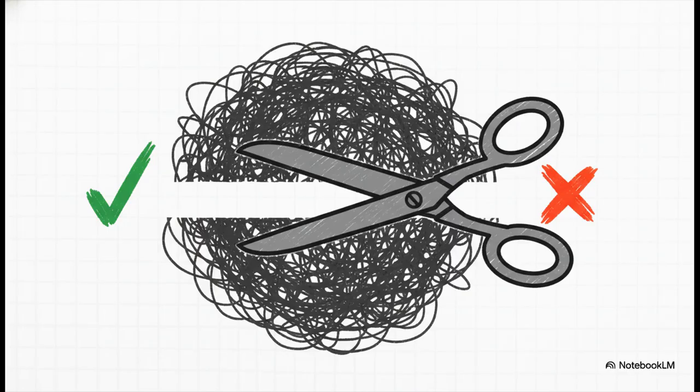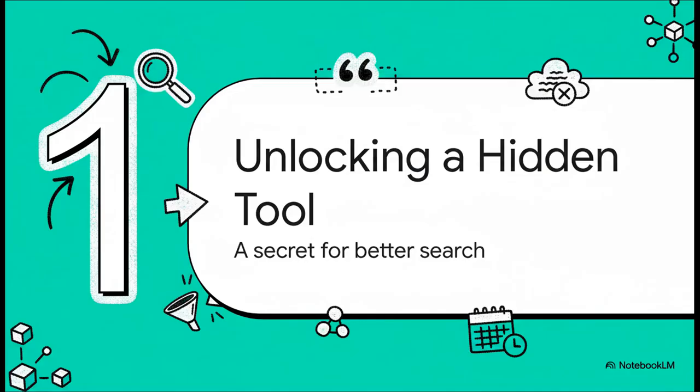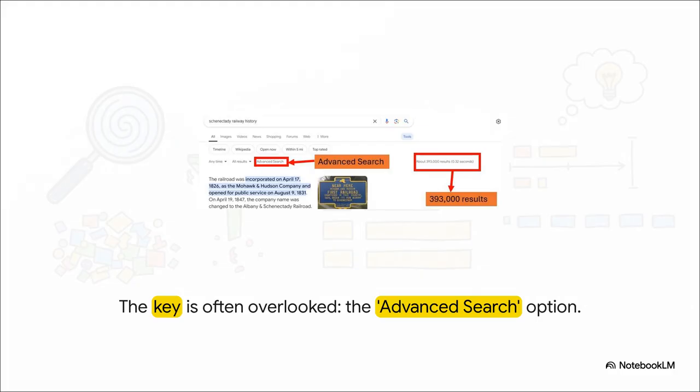But what if you could just slice right through all of that junk? What if you could tell Google exactly what to find, and maybe more importantly, what to ignore? Well, guess what? You totally can. There's an amazing tool just hiding in plain sight. Let's pull back the curtain on Google's secret weapon. It's called Advanced Search, and trust me, it is about to become your absolute best friend for any kind of research.